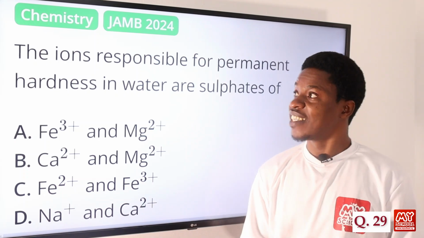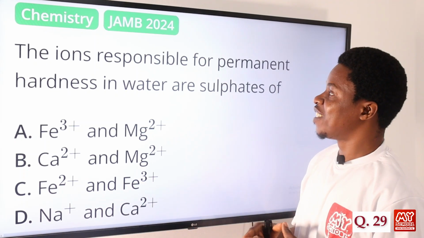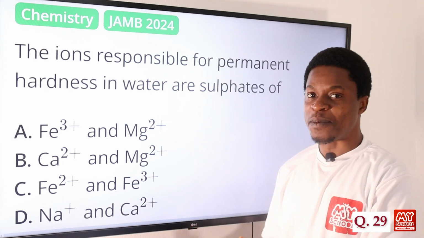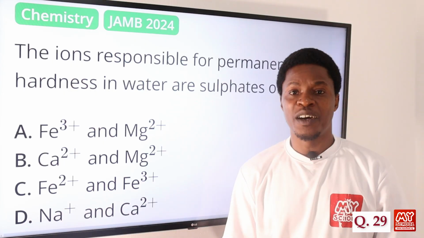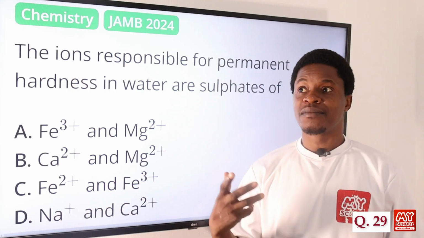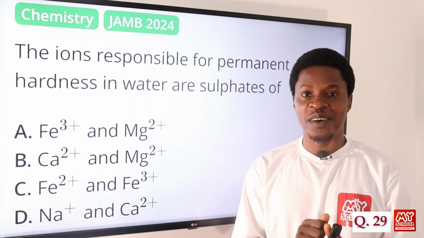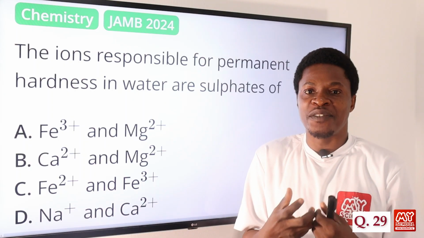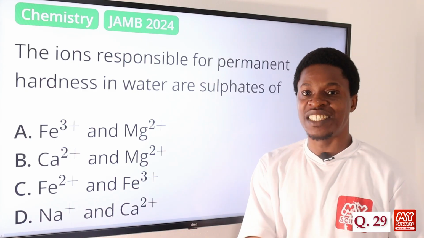Now question number 29. The ions responsible for permanent hardness in water are sulfates of what? This is another bonus mark. Don't forget that water is said to be hard if it does not form lather with soap. When you wash some of your clothes with soap, you discover that it doesn't foam, it doesn't form lather. It's just as if you are just wasting soap. That is hard water.